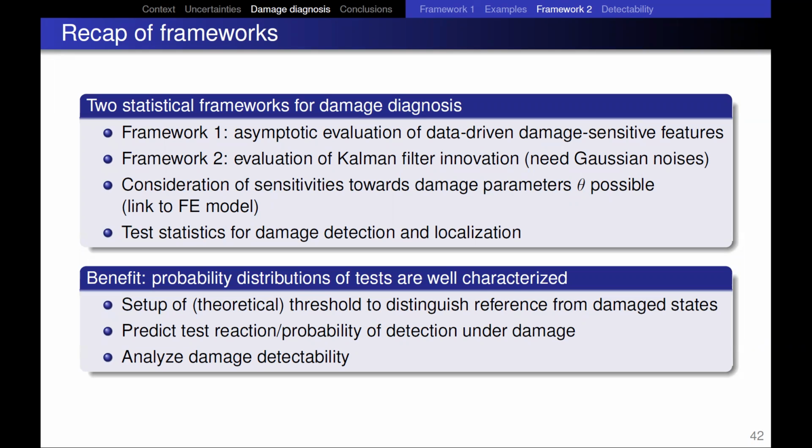So there are advantages also in their applications. Then in both frameworks, we can consider sensitivities towards our damage parameters, to make a link to the FE model being based on the data from the tests. And like that, we can come up with test statistics for damage detection and localization.